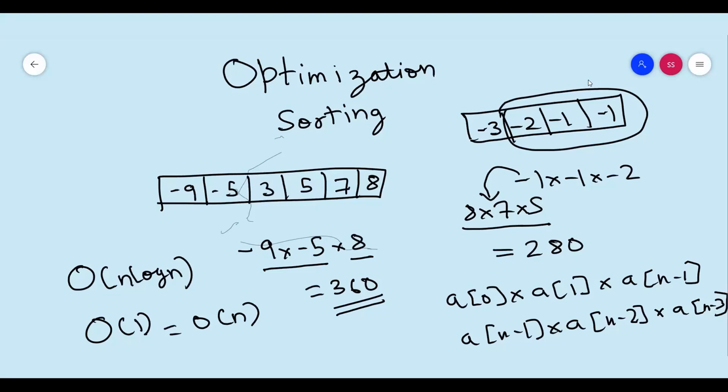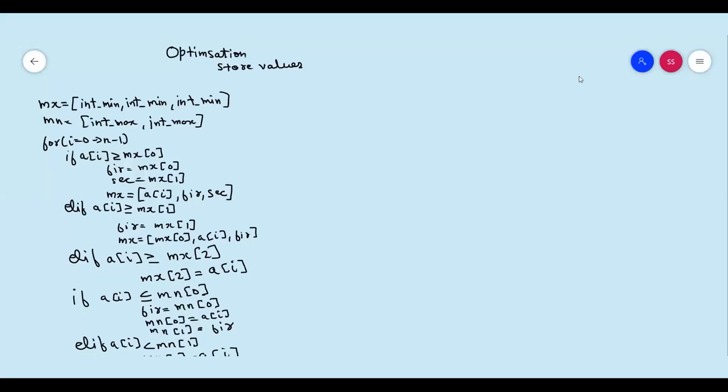While this solution is good and fast and it will work in most places, there is a solution which is faster than it, which works in linear time. The next optimization we can do is by storing values. As you may have noticed in the previous example, all we need is the maximum 3 values and the minimum 2 values in our array.